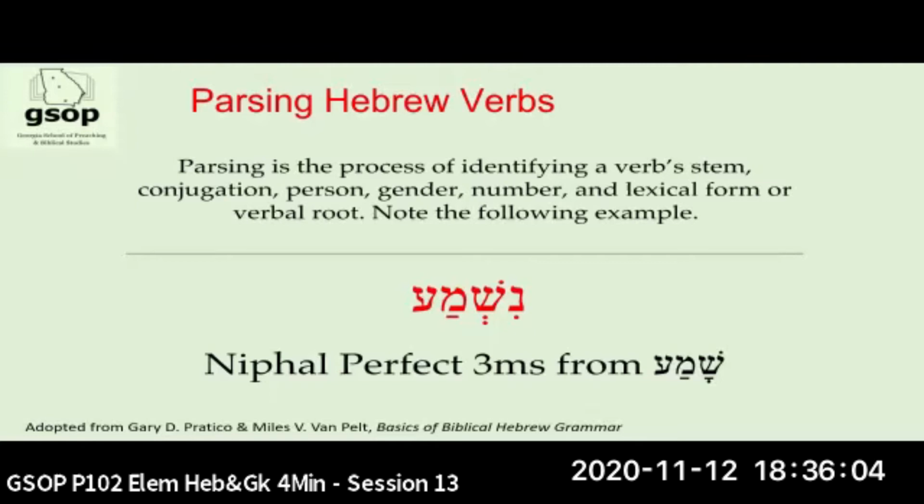To make it passive, we put it in the nifal. And the nifal perfect third masculine singular would be how we would parse this. Parse means you divide, showing the parts of it. So it's a nifal stem, perfect conjugation. It's third masculine singular, and the lexical form is shama.